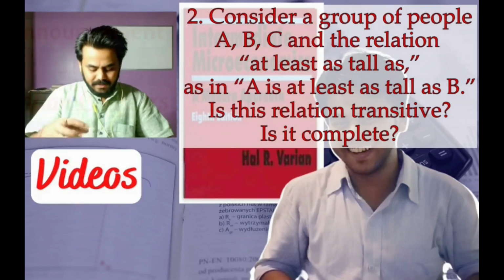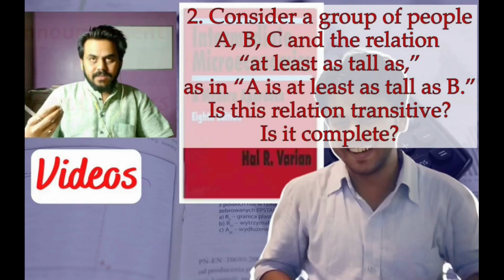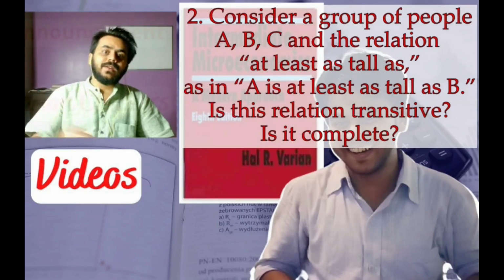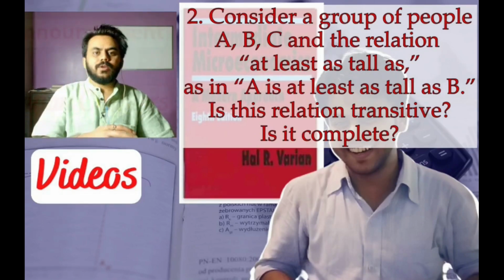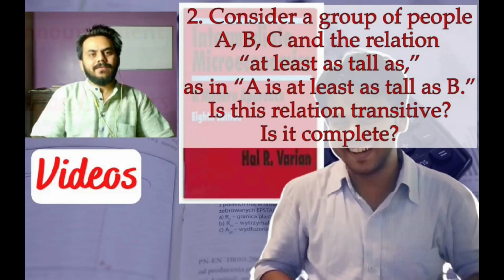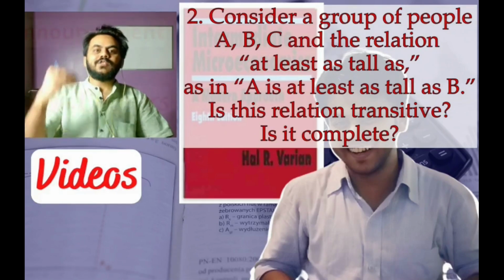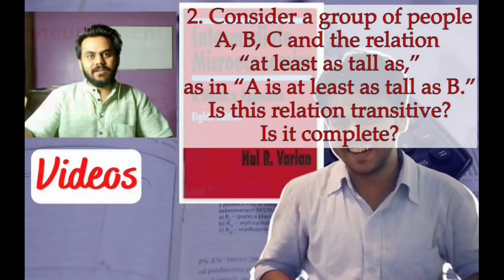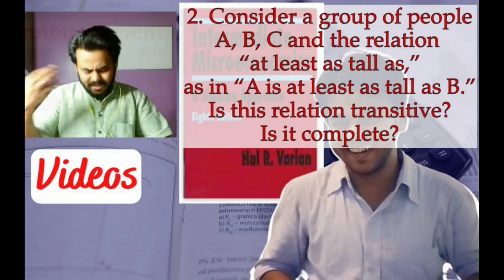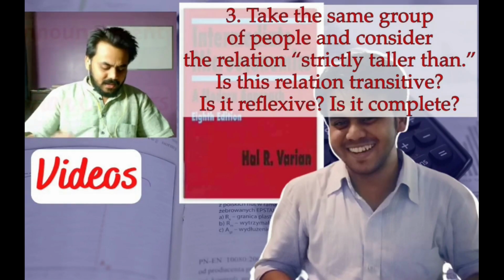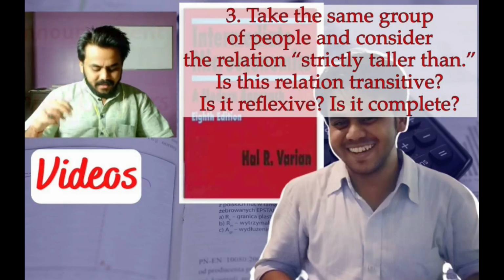Now is it complete? Complete means, can we compare all the possible things, or rather can we have this relation identified for all sets of people? Yes, because you will be either taller or equal to the height, right? At least as tall as. So yes, it's complete. Next, take the same group of people and consider the relation strictly taller than.